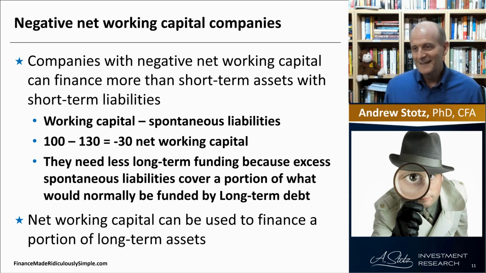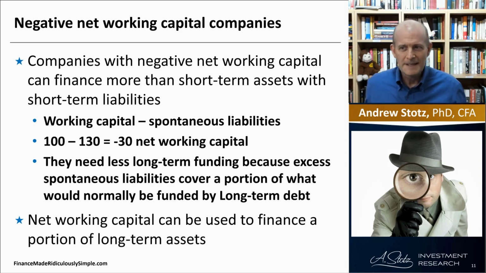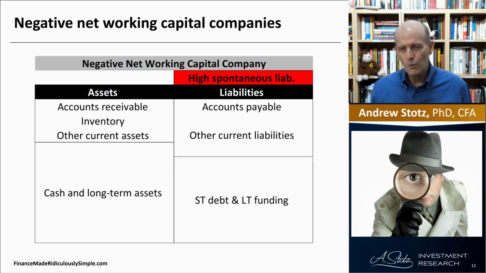In this case, these companies are very lucky. They get a lot of credit, and they can use that credit to finance the core assets. And that's what you can see here. When you see the diagram, and particularly the liabilities portion, the upper portion, you can see accounts payable and other current liabilities is very large. That means that those spontaneous liabilities can cover more than the current assets of the business, and therefore they can fund part of the long-term assets.